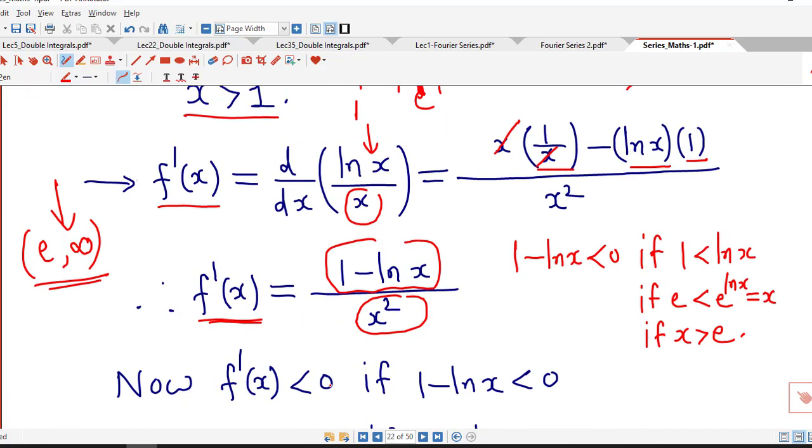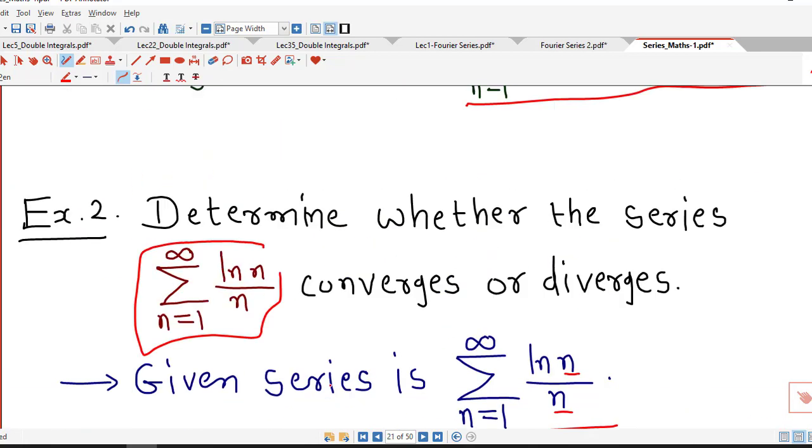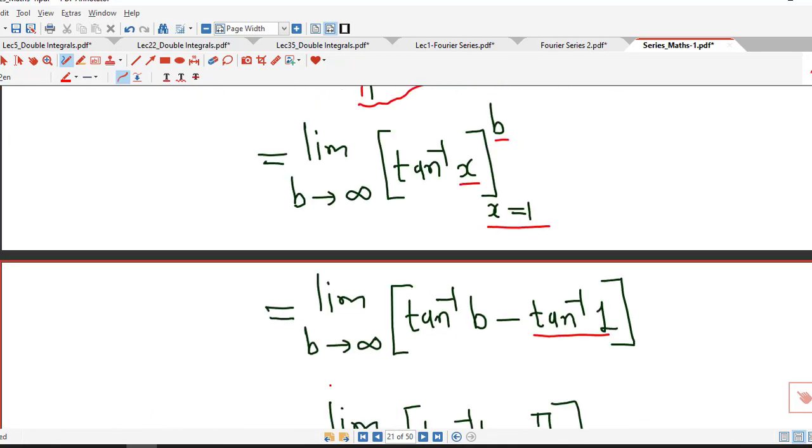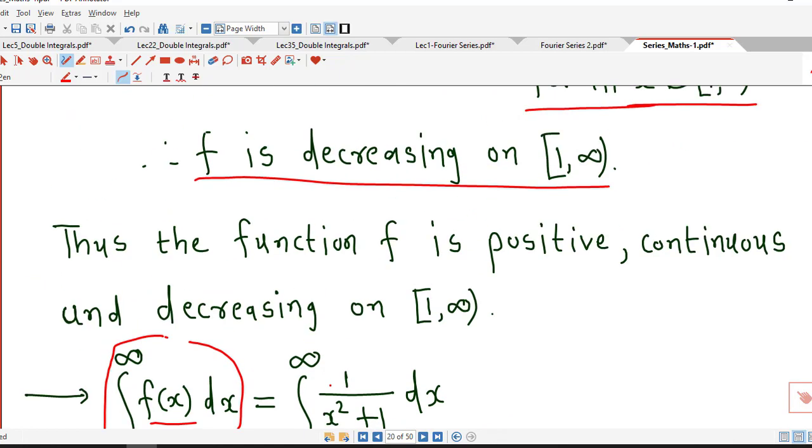I hope you are able to apply the integral test. What you have to remember is whatever function we construct, that must be positive, continuous and decreasing on the given interval.